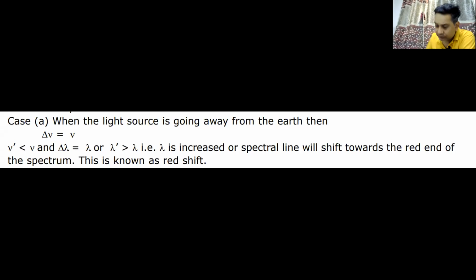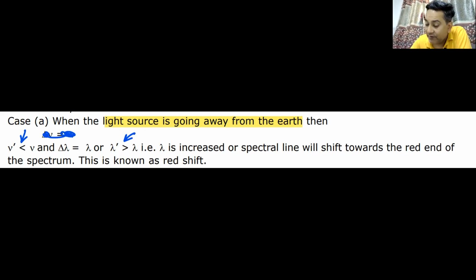What are the two cases that can happen? The light source, the star, is moving away from the earth. Now, when the star is moving away from the earth, the frequency that we see will decrease or the wavelength that we see will increase. Remember, that is what you need to remember. The formula is not in your course, but what you have to remember is what is going to happen. The frequency is going to decrease or the wavelength is going to increase. Do we understand this?